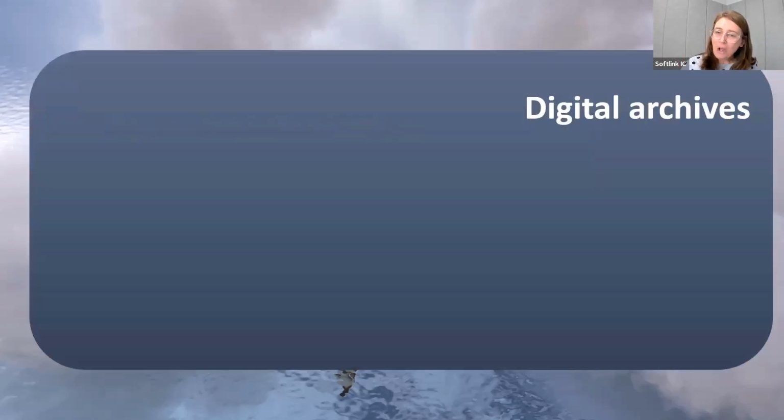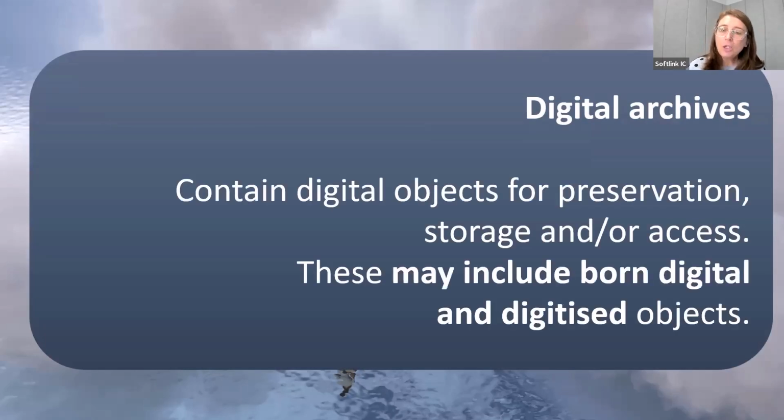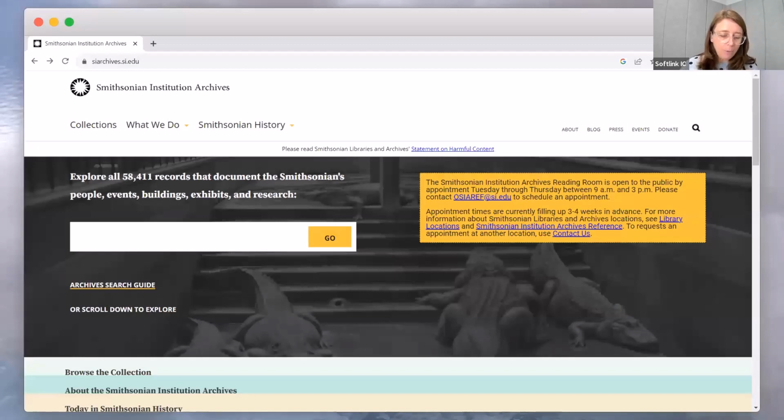Let's look at digital archives first. Digital archives contain objects for preservation, storage, and or access. These may include objects that are born digital or digitised. Examples include government bodies, courts, and other businesses. One that I thought really showcased a lovely example of a digital archive is the Smithsonian Institution Archives.